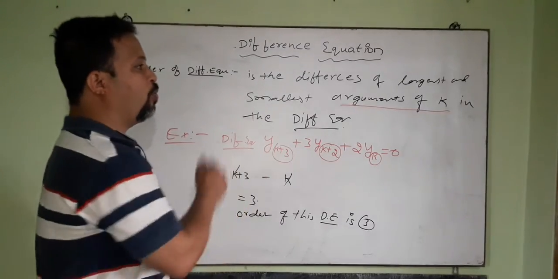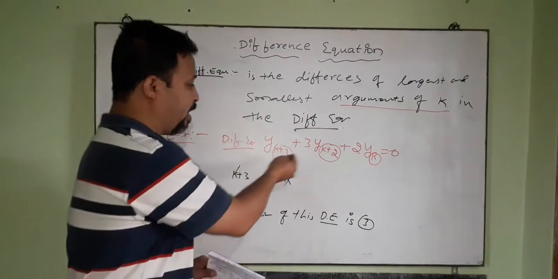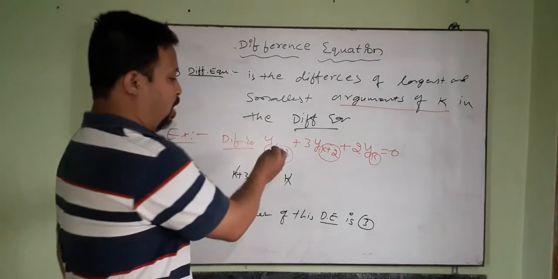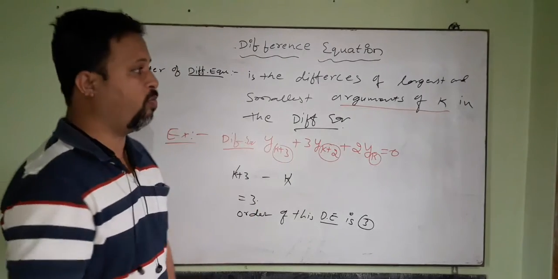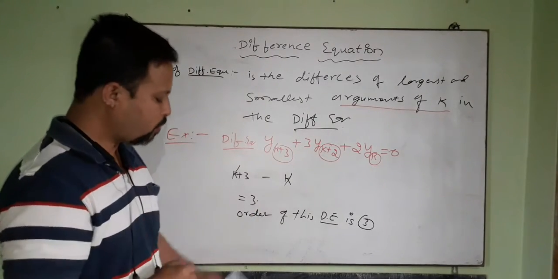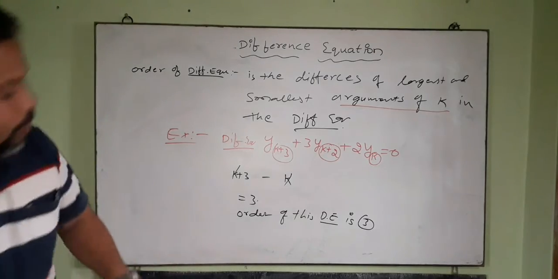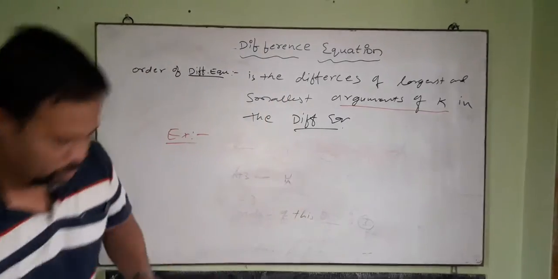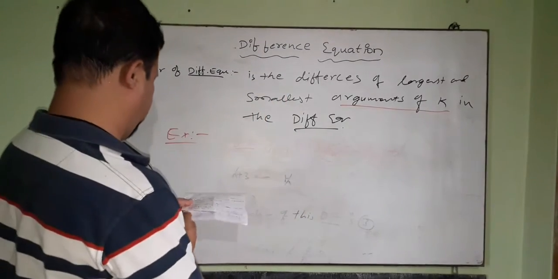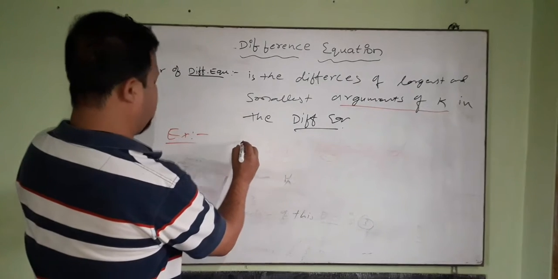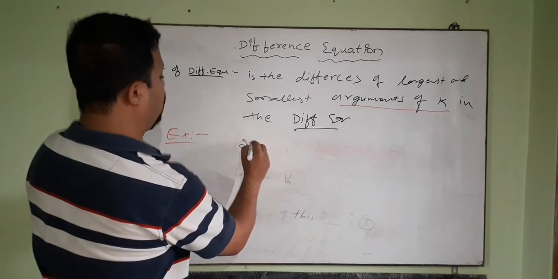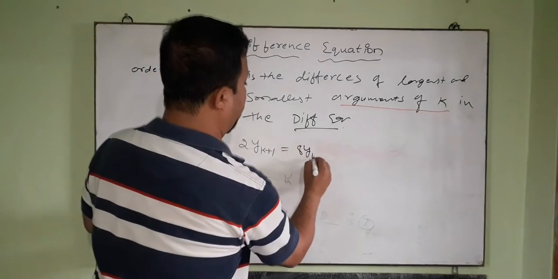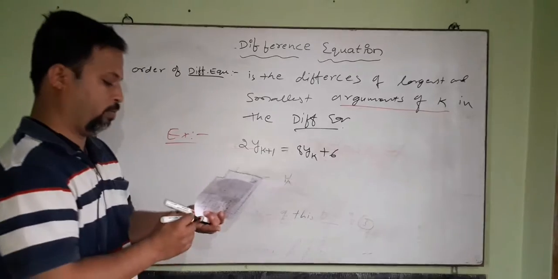That is, we can say indirectly that the order is the difference between the largest and smallest arguments of k. I will take another example so that we can understand it in a better way. Let us consider another example. Let the given difference equation be 2 times y of k plus 1 is equal to 8 times y of k plus 6.